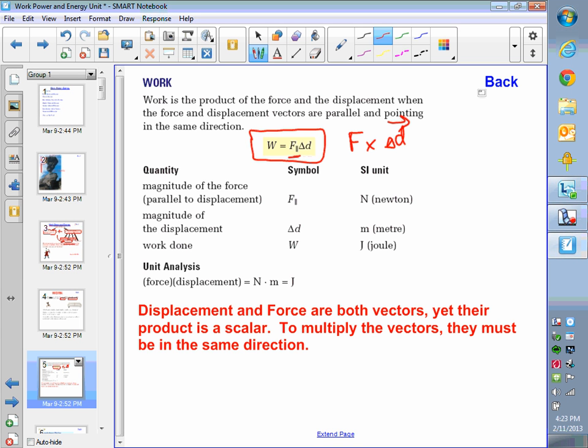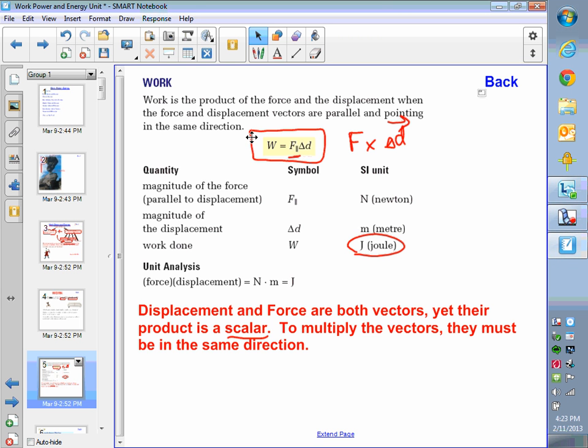So displacement and force are both vectors, yet their product is a scalar. Scalar means that there's no direction to it. When you figure out work done, you're just figuring out joules, which is an amount of energy. You don't worry about what direction the energy is in, because it's not. Work done is a scalar quantity, no direction at all to it.